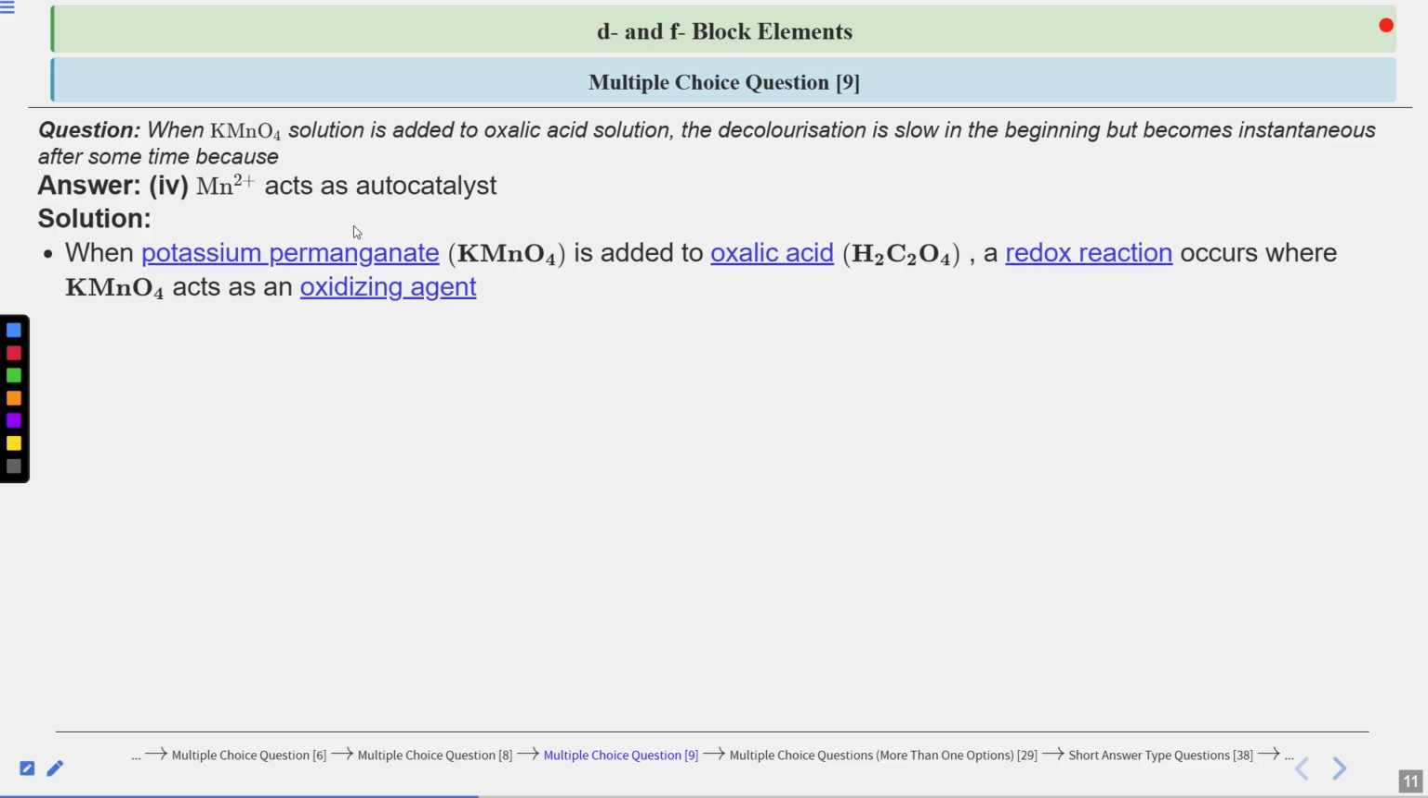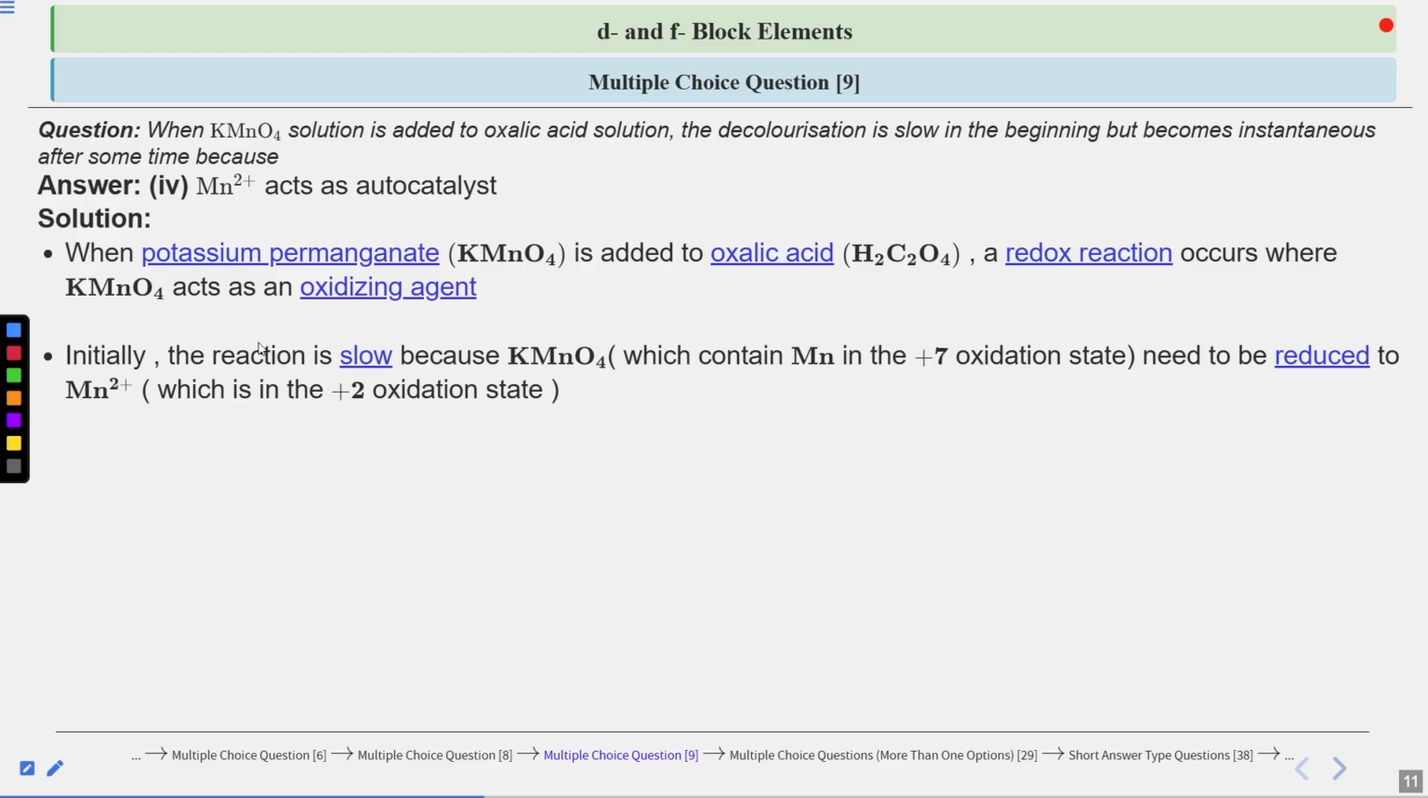So when the potassium permanganate, that is KMnO4, is added to oxalic acid, that is H2C2O4, a redox reaction will occur where this potassium permanganate acts as an oxidizing agent. Oxidizing agent means it is going to oxidize others and get reduced itself. So when the reaction between KMnO4 and oxalic acid happens, a redox reaction will occur and this potassium permanganate acts as oxidizing agent.